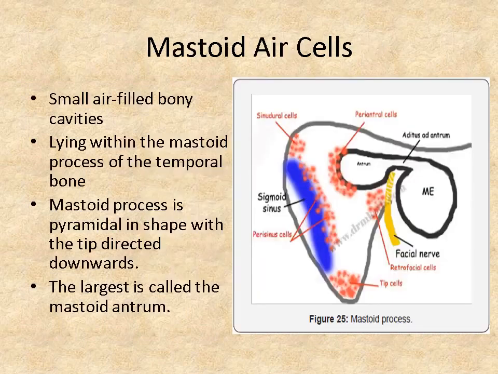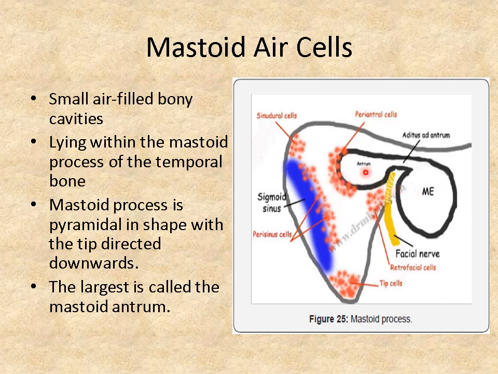Mastoid air cells. These are small air-filled bony cavities. They lie within the mastoid process of the temporal bone. The mastoid process is pyramidal in shape and the tip is directed downwards. The largest air cell is the mastoid antrum, and it communicates with the attic through the aditus ad antrum.